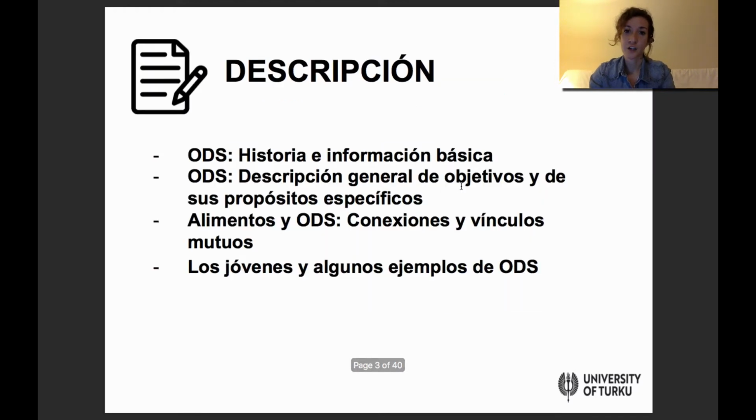So in this lecture, I would like to start with some history and basic information on Sustainable Development Goals, or SDGs, and then an overall description of these goals and their specific aims. And then we will go a bit deeper into the connections and interlinkages between food and sustainable development goals. And in the end, I also want to present some examples for how youth can really help to achieve sustainable development goals.